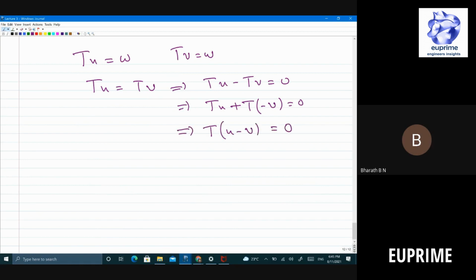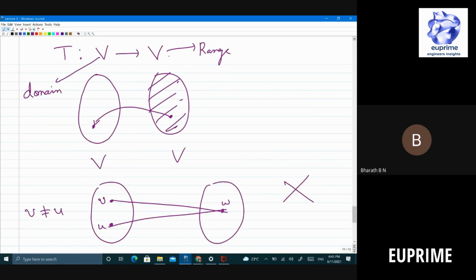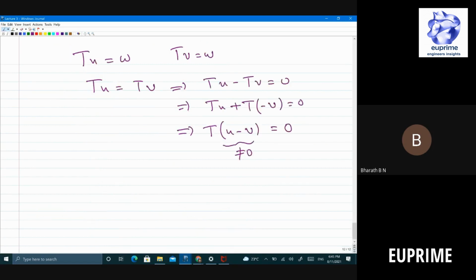What can you say about U minus V? See, U and V are not the same vector. So U minus V cannot be 0, right? This is not equal to 0. You agree? That means you will have this kind of bad situation: there is a vector which, when you map it, you get 0, right? Do you agree? So we need to avoid what? If T has to be invertible, the first thing you need is that it should not map a non-zero vector to 0, right?